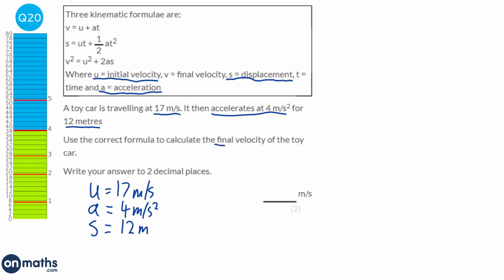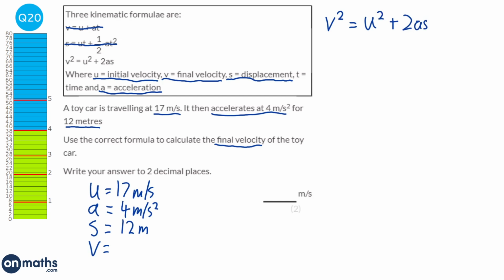So displacement is always the confusing one. And we're asked to find the final velocity. Now, the final velocity is shown with a v. So that's what we're looking for. So we're going to find out which of the formulas we're going to use. Now notice we're not given the time, so all the formulas with t in them are not going to be useful. We're not looking for or given the t. And it's going to be the last formula, v squared equals u squared plus 2as.